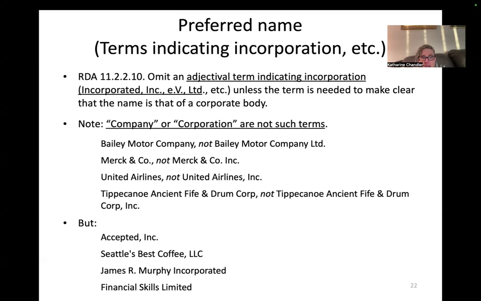Preferred name: omit an adjectival term indicating incorporation, incorporated, unless the term is needed to make clear that the name is that of a corporate body. So company or corporation are not such terms. So Bailey Motor Company, not Bailey Motor Company Limited; Merck & Co., not Merck & Co. Incorporated; United Airlines, not United Airlines Incorporated; but Accepted Incorporated, Seattle's Best Coffee LLC, James R. Murphy Incorporated, and Financial Skills Limited.